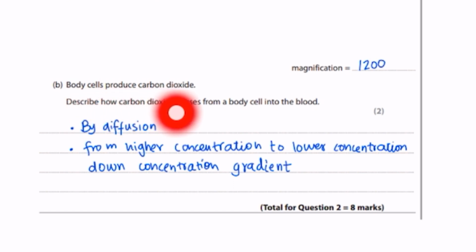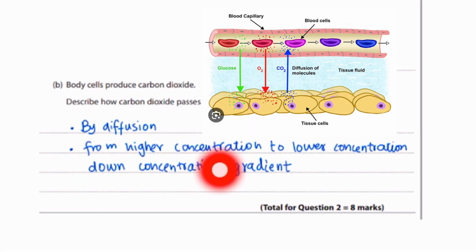Question B. Body cells produce carbon dioxide. Describe how carbon dioxide passes from a body cell into the blood. Carbon dioxide passes from the body cell into the blood by diffusion, and diffusion happens from a higher concentration of carbon dioxide to a lower concentration of carbon dioxide, along or down the concentration gradient.